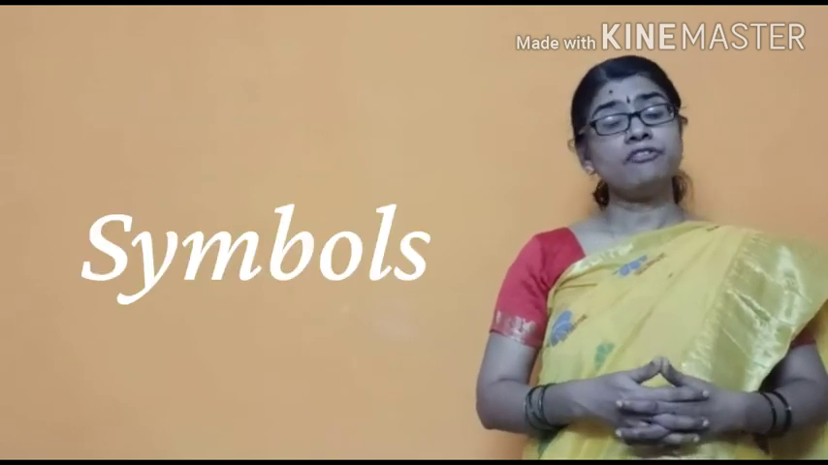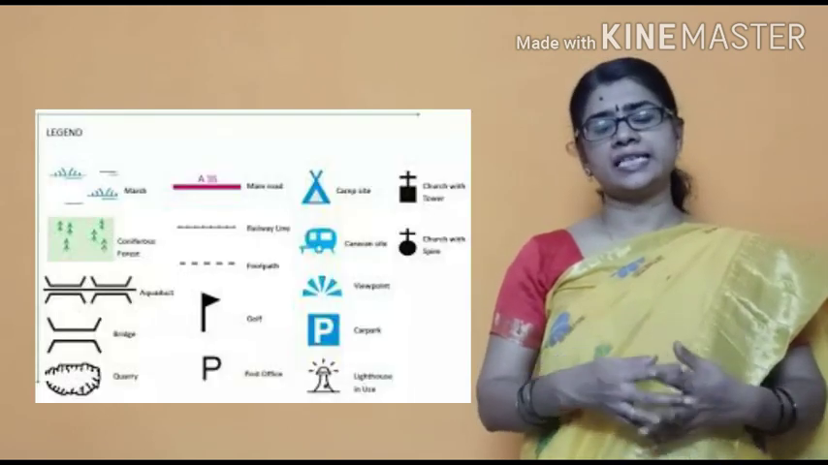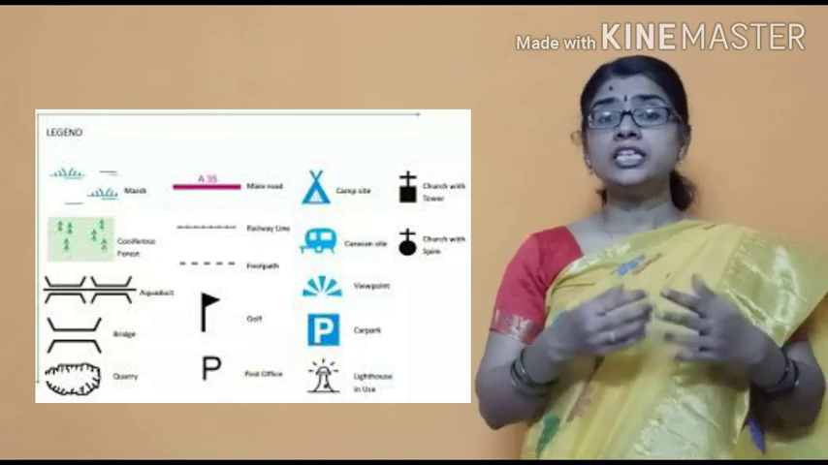Symbols. Conventional symbols are universally accepted, children. They show a particular place or an object.